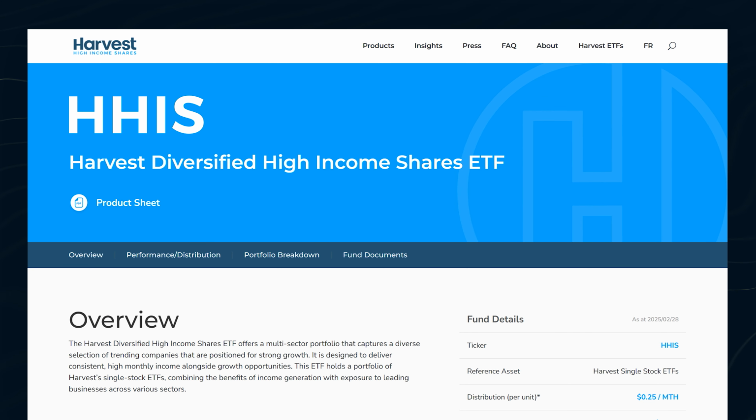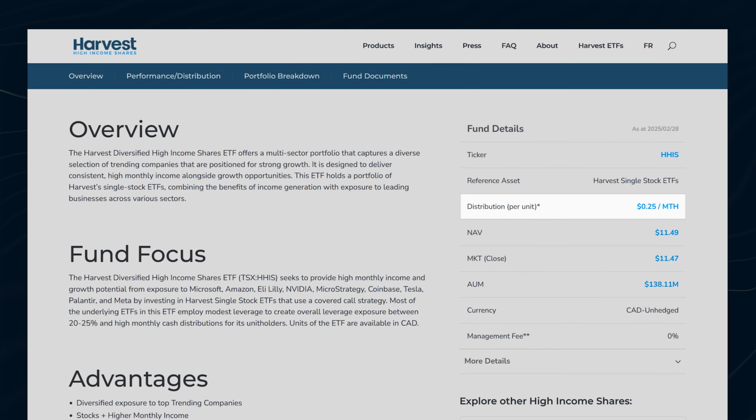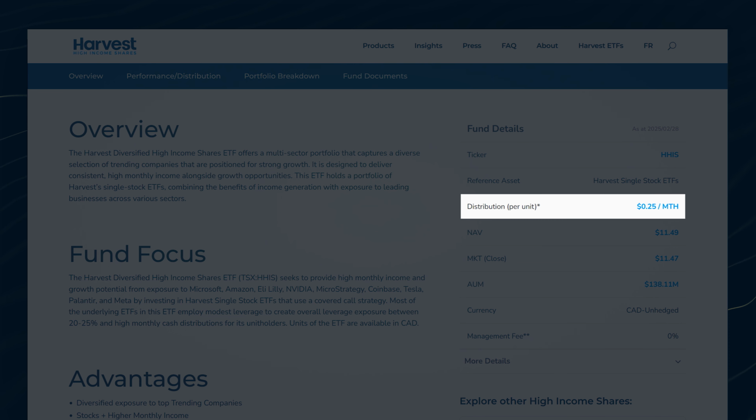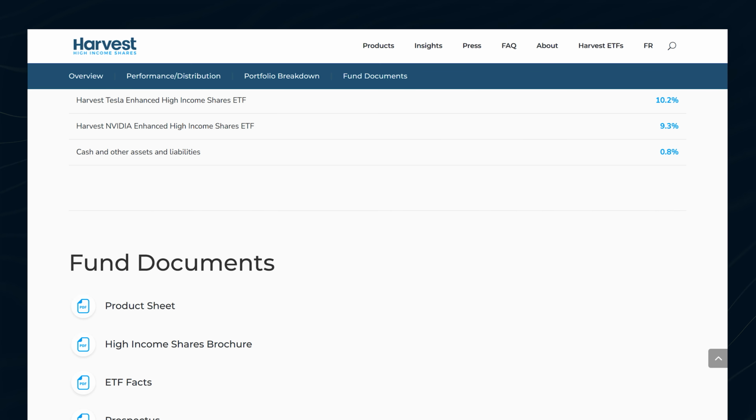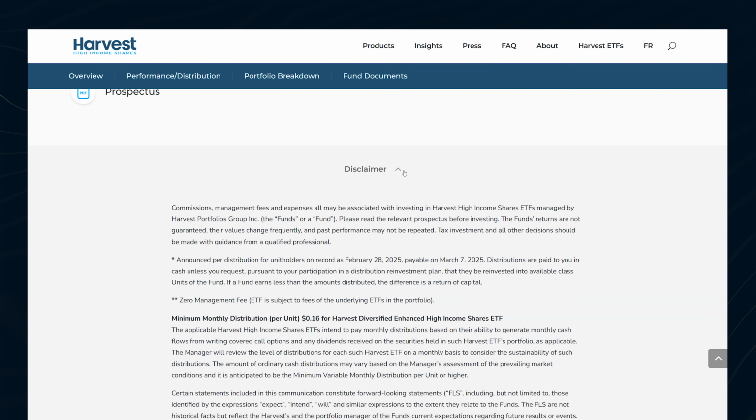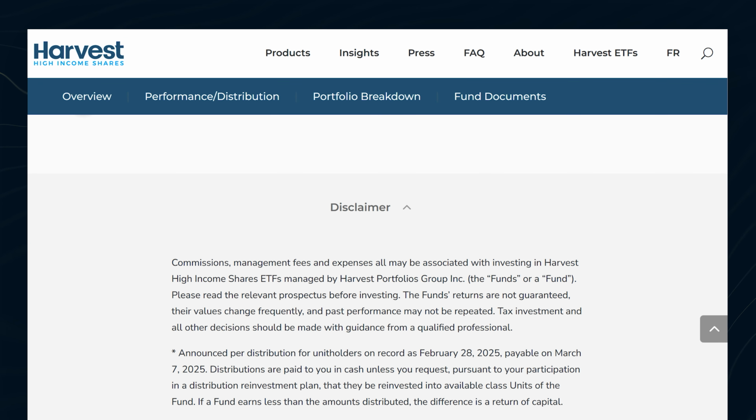So if you now look at their website on HHIS, for example, we see the 25-cent per month distribution in the details section. And as you all know by now, this translates to a 25% yield based on their initial inception price of $12. But we also see next to the text for distribution per unit, there's an asterisk, meaning there's more information and details somewhere else on the page. If we scroll down and try to find it, it's actually in the disclaimer section, which you can expand by clicking on it. Now let me zoom in a bit so this is easier to read.